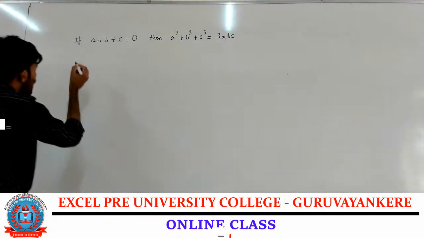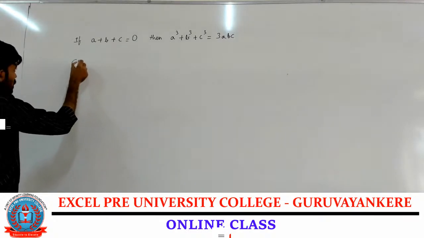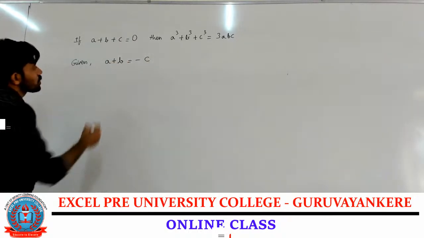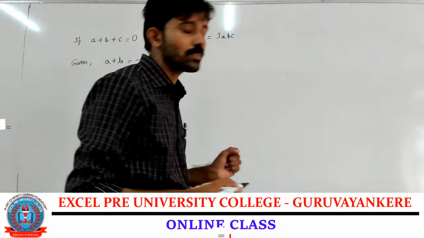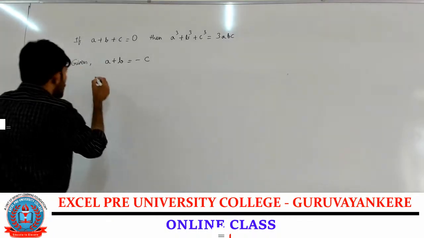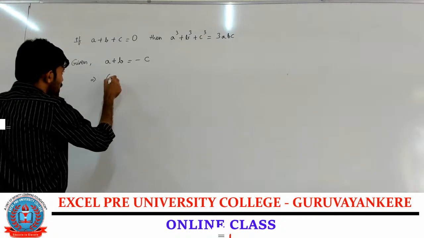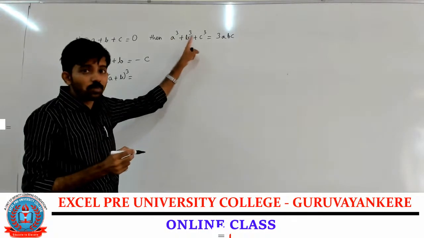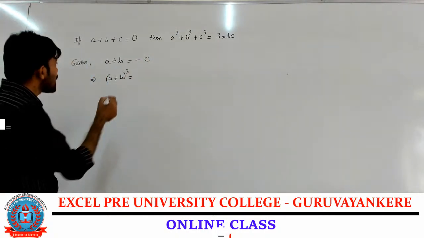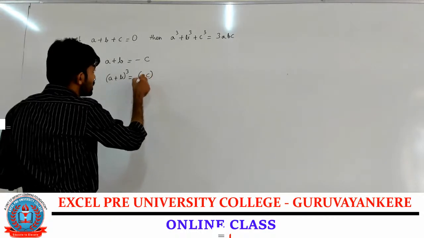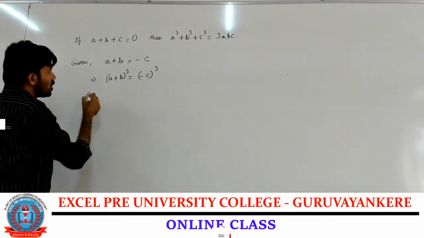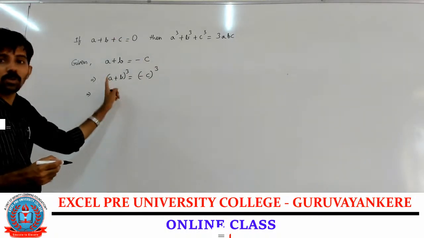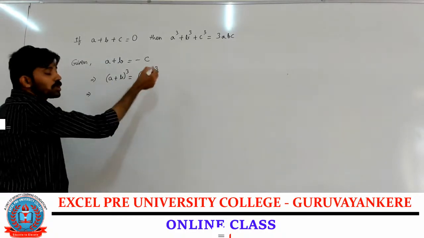Given that a plus b plus c equal to 0, correct? Given, we can write a plus b equal to minus c. A plus b plus c is 0 means a plus b equal to minus c. Cubing on both sides, what do I get? A plus b the whole cube, because we have a cube plus b cube plus c cube, so we cube on both sides. A plus b the whole cube equal to minus c the whole cube. One of the terms, take it to that side. A plus b equal to minus c. Cubing on both sides, we get a plus b the whole cube equal to minus c cube.